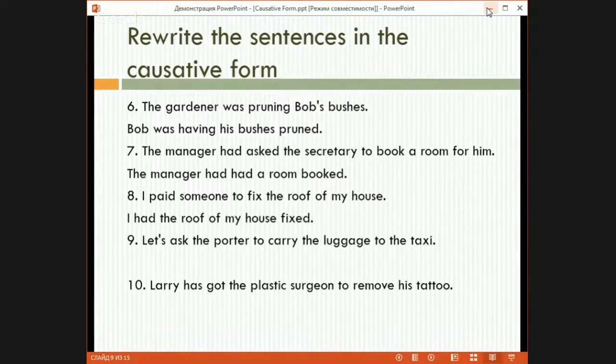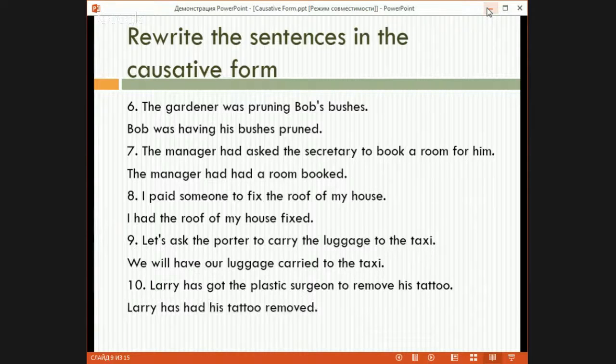So, I had the roof of my house fixed. Let's ask the porter to carry the luggage to the taxi. We will have our luggage carried to the taxi. Larry has got the plastic surgeon to remove his tattoo. Larry has had his tattoo removed.